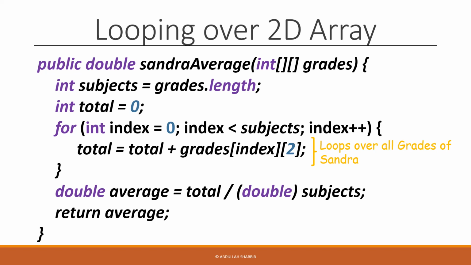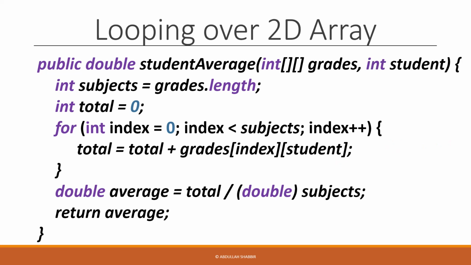One last thing we can do here is to generalize this too, instead of having a function specifically for Sandra. Instead of having a function that calculates the average for only one student, the best way to do that is to have a generic function called studentAverage that now has an extra input parameter, which is an integer student. So it takes in the actual two-dimensional array with all the grades in it and the student index whom we are interested in calculating the average for.